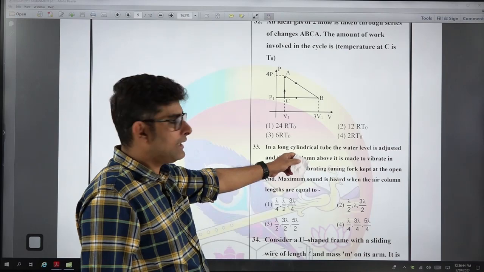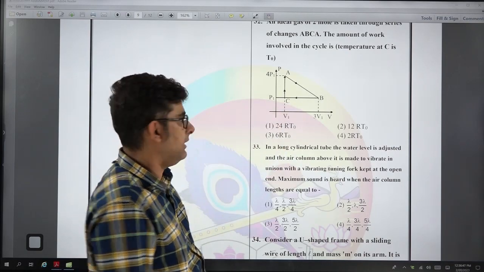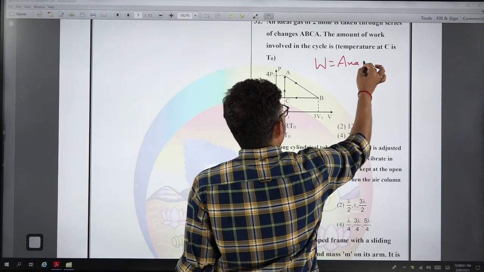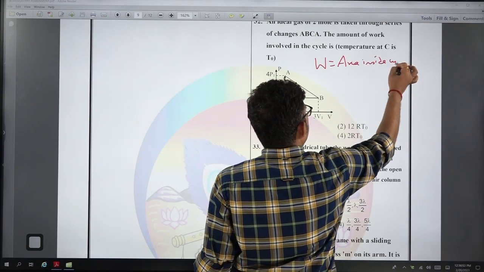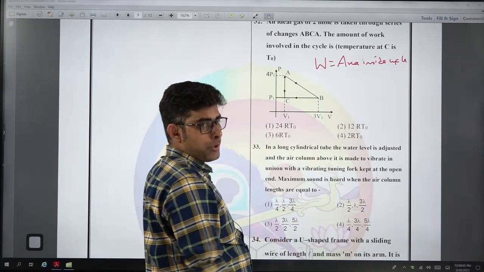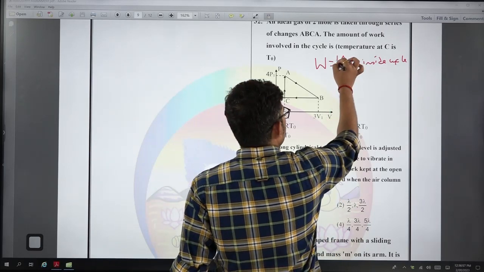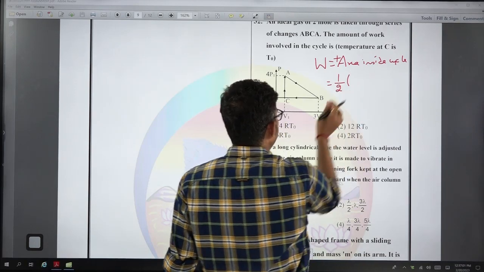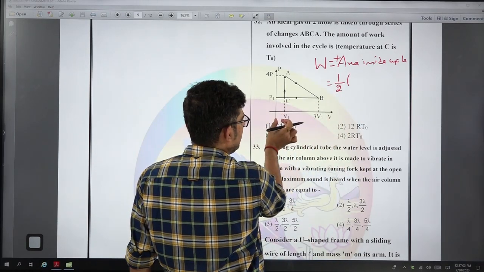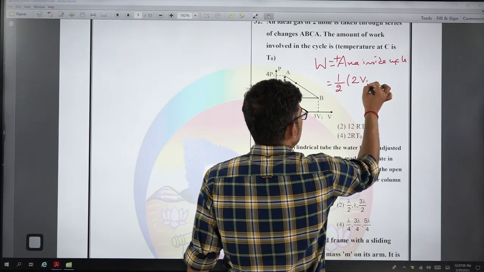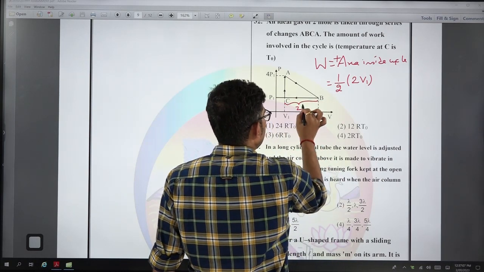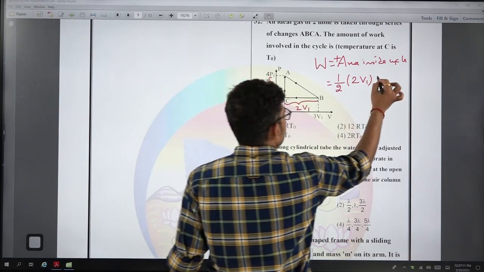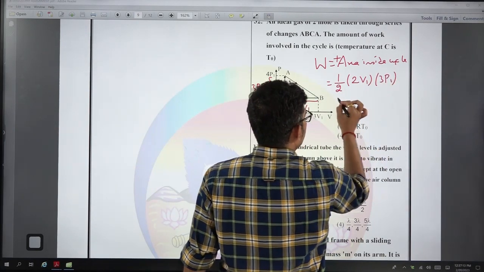Whenever you have a PV cycle, work done is the area inside the cycle. So work done is equal to the area inside the cycle, and since the cycle is clockwise, it is positive work done. So what is the area? Half base into height. This base is 3V1 minus V1, 2V1, can you see this? And this is 4P1 minus P1, 3P1.